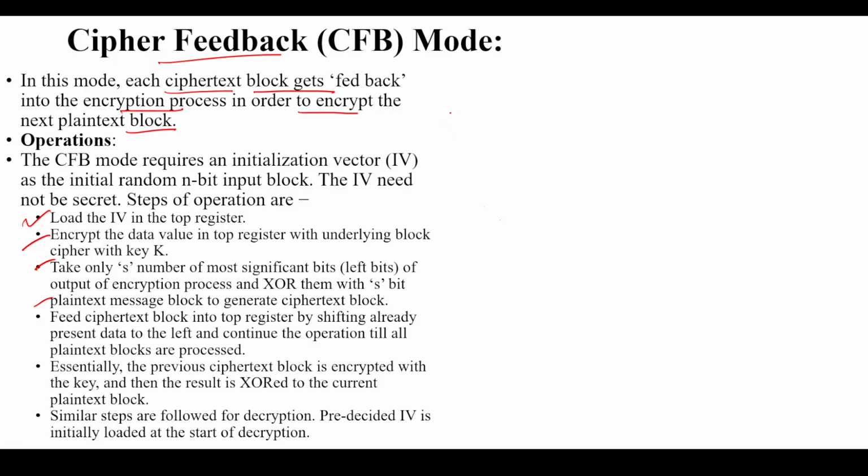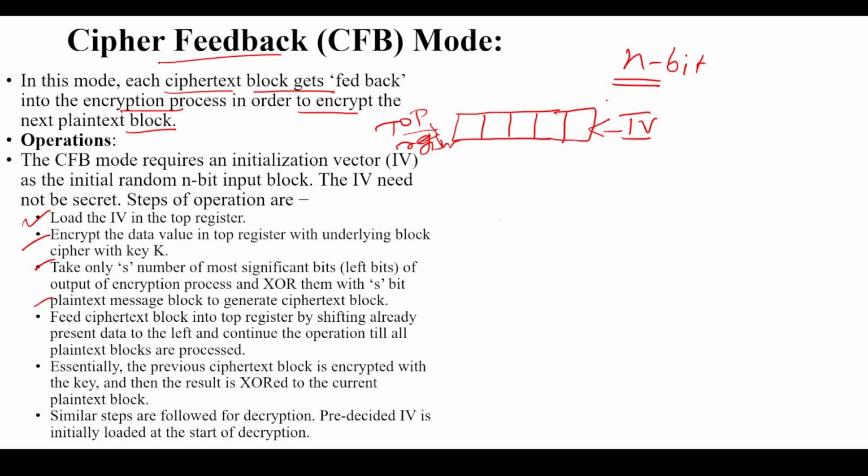In the first step, as mentioned, we are loading the initialization vector into the top register. So let's consider this is the top register, and this top register, for example, has some blocks. Initially we are loading the initialization vector into this register. This initialization vector is any random value that can be added into the top register. The size of this initialization vector is n bits. So remember this keyword: an n-bit size initialization vector is used in the top register.